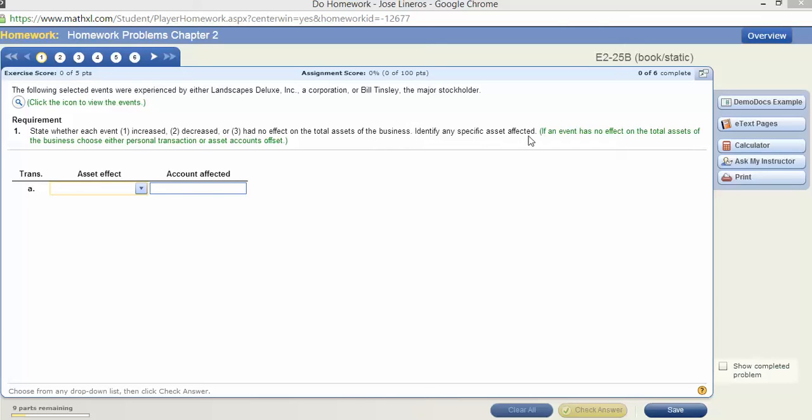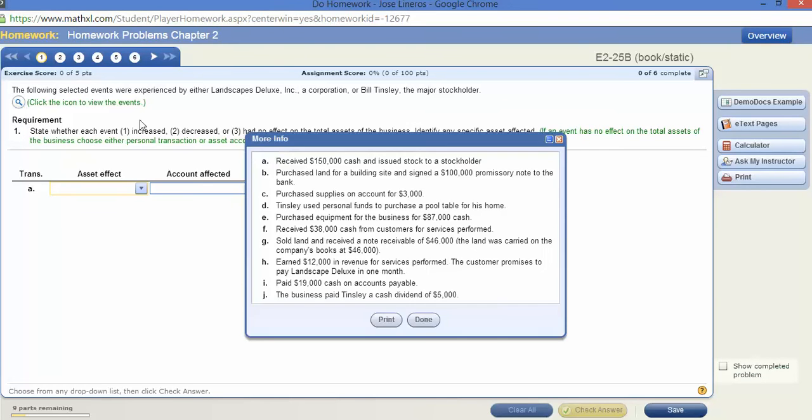This is identify any specific assets affected. In other words, what account is going to go up and down. If an event has no effect on total assets, then it's either classified as a personal transaction or as an asset accounts offset. Asset accounts offset is, for example, if you have an accounts receivable on the books and then you collect it, well then the cash goes up, but the accounts receivable goes down, so there's really no net effect to the total assets. So let's look at what we have here.